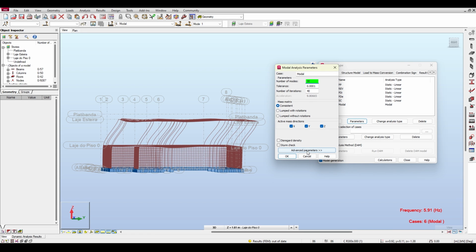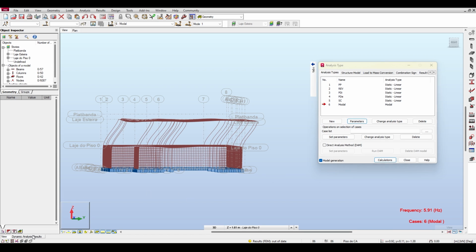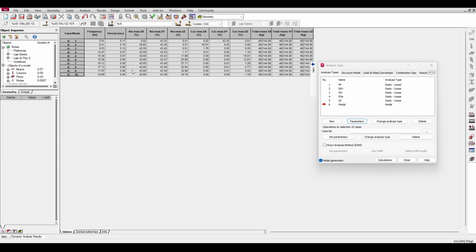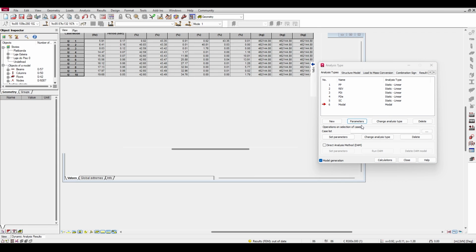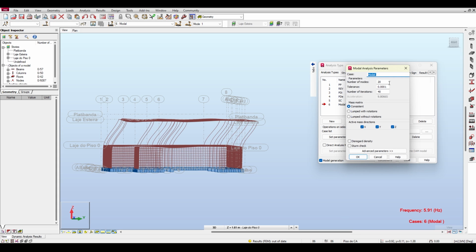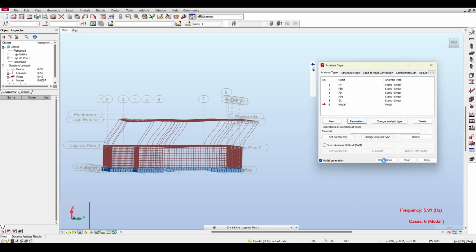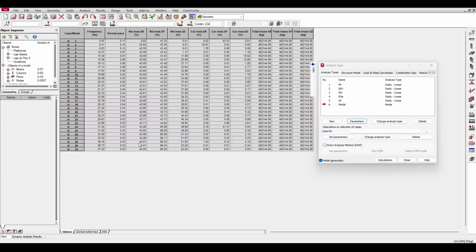Let me put 30. Now remember, let me first of all remind you, our total mass participation was around 40-ish% and 30-ish%. Let's just increase it now in the parameters and increase this to 30, okay? And hit the OK button and then calculate. Okay, so the analysis is complete and you now have 30 modes at your disposal, but let me go quickly to the dynamic analysis and see.